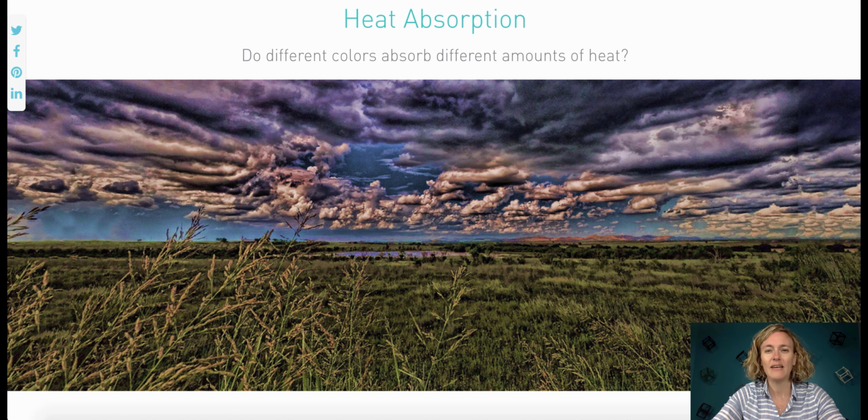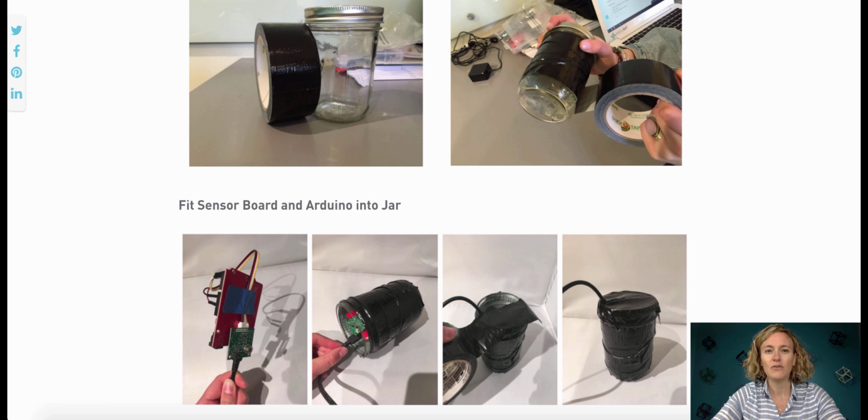The lesson titled Heat Absorption has the students asking the question, do different colors absorb different amounts of heat? The students will use a mason jar and different colors of tape or paper, and they will place the sensor board inside and access the temperature data. From there, they will interpret if different colors absorb or reflect different amounts of heat.